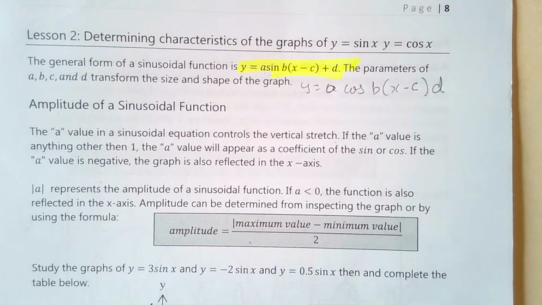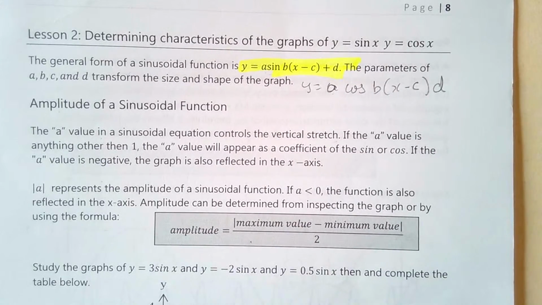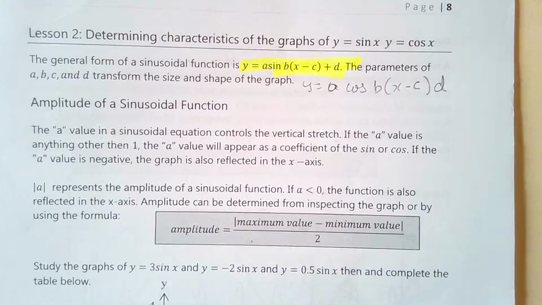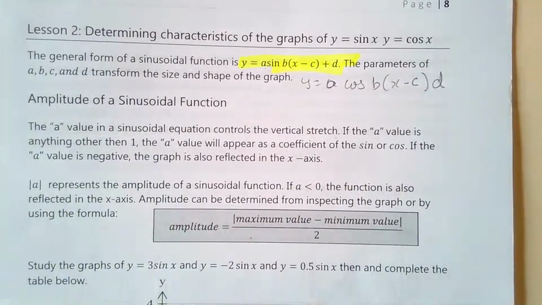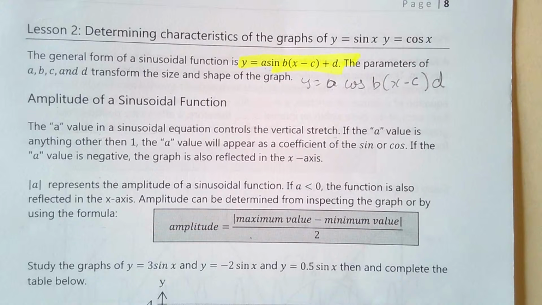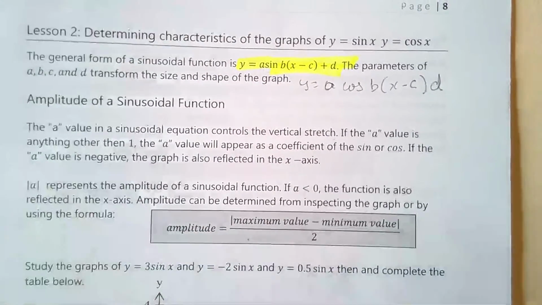We'll talk more about that in a minute. So a is a vertical stretch. We'll go over each one of them in a minute, but I just want to show you from your booklet. So a, the value in the sinusoidal equation, controls a vertical stretch. If the a value is anything other than 1, it appears as a coefficient of sine. If the value of a is negative, the graph is reflected.